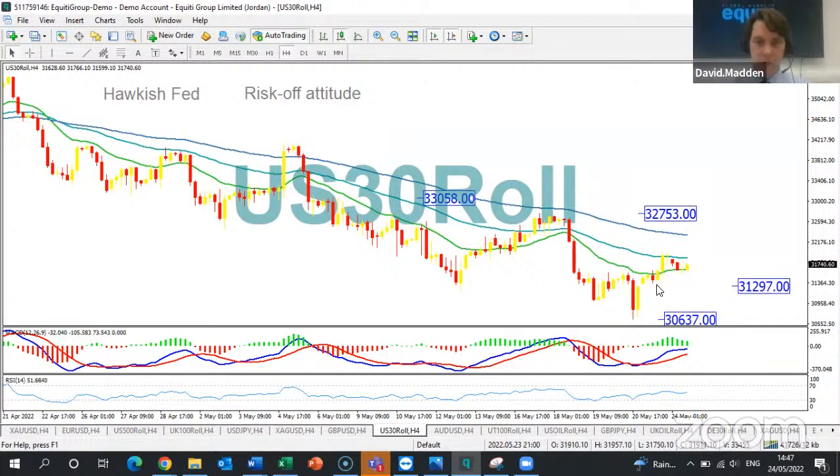Now, on the other hand, if we do manage to hold above this area here, around 31,297, and we can build a bit of a base in around this zone and move higher from here, where can we look to target? Well, the first area I've been looking out for is this peak here, the highs of mid-May rather, at 32,753, and then a break beyond that could see us up toward this zone here around 33,057.